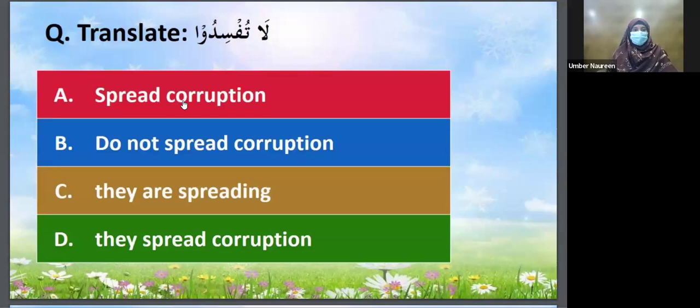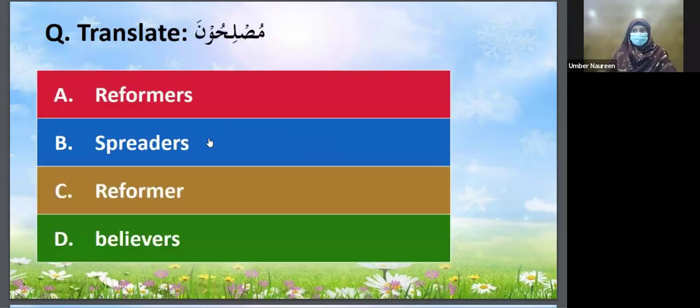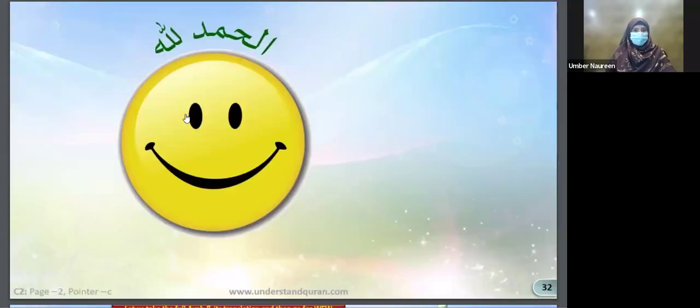La tufsidu. What is meant by la tufsidu? A, B, C, D. Answer in the chat box. Sister Mariam is writing. Aisha, Bakir, Amina, Halima, Adila, all are giving the right answer. B, do not spread corruption. What is meant by muslihun? A, B, C, D. A, it would be reformers. Alhamdulillah.